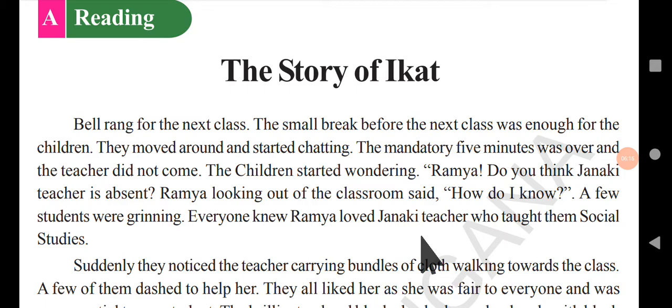So who is Janaki here? Janaki is the teacher who teaches social studies to these students. And this girl Ramya is a student who is a little close to Janaki teacher.